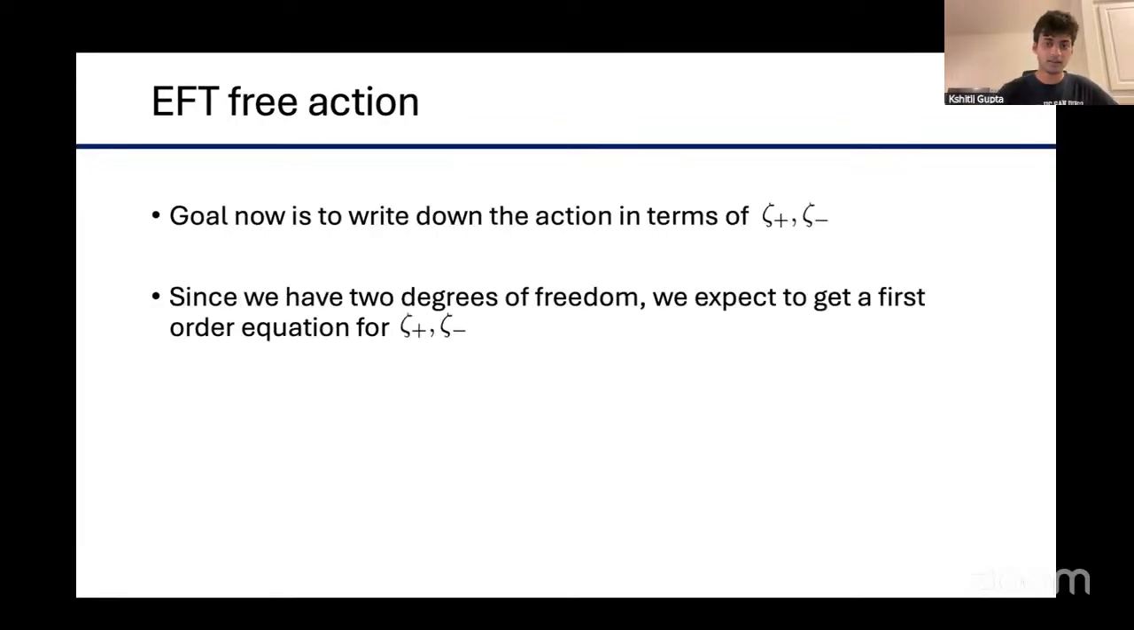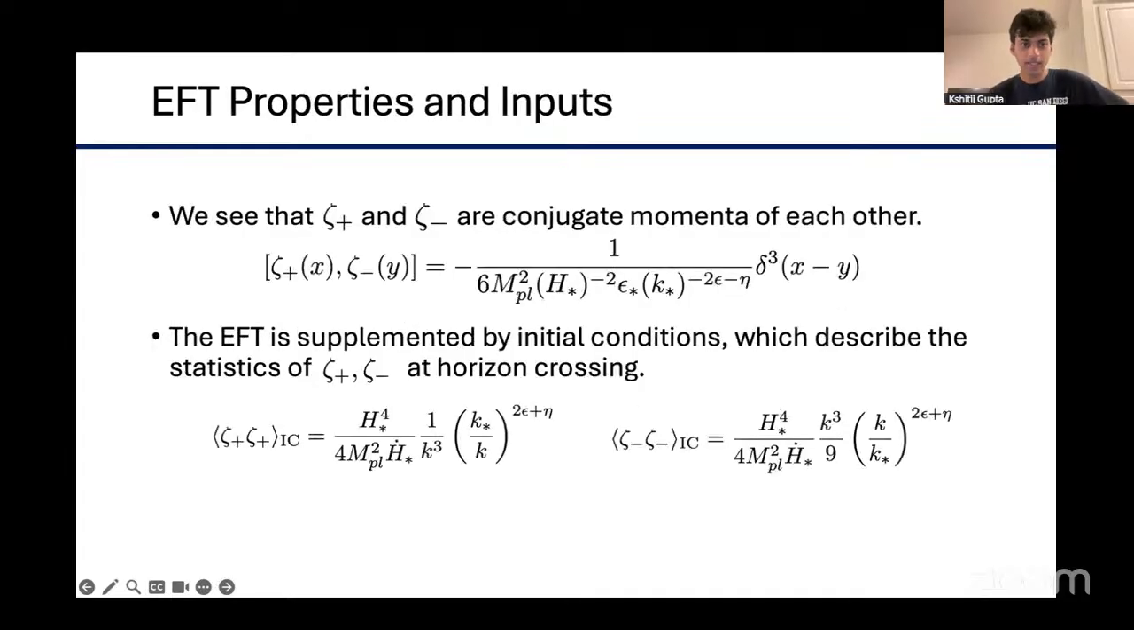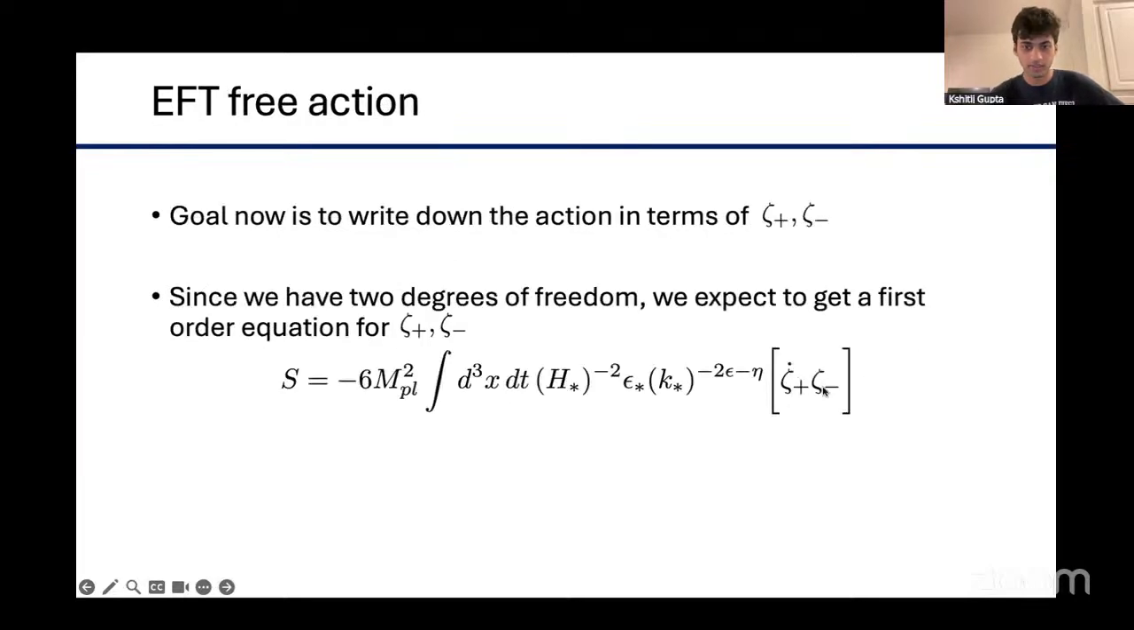Great. So now we want to write down the action not in terms of zeta, but in terms of zeta plus and zeta minus. Because we have 2 degrees of freedom, we expect to get a first order equation for zeta plus and zeta minus, because we started with 1 degree of freedom and a second order differential equation in zeta. The action that we get after some algebra is this thing right here. As we see, it's a first order equation in both zeta plus and zeta minus, and they are conjugate momenta of each other from the leading order kinetic term.